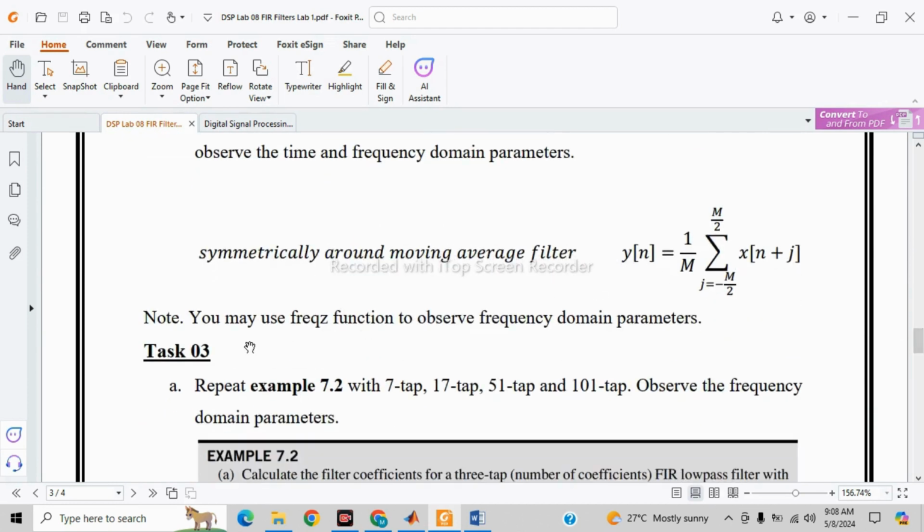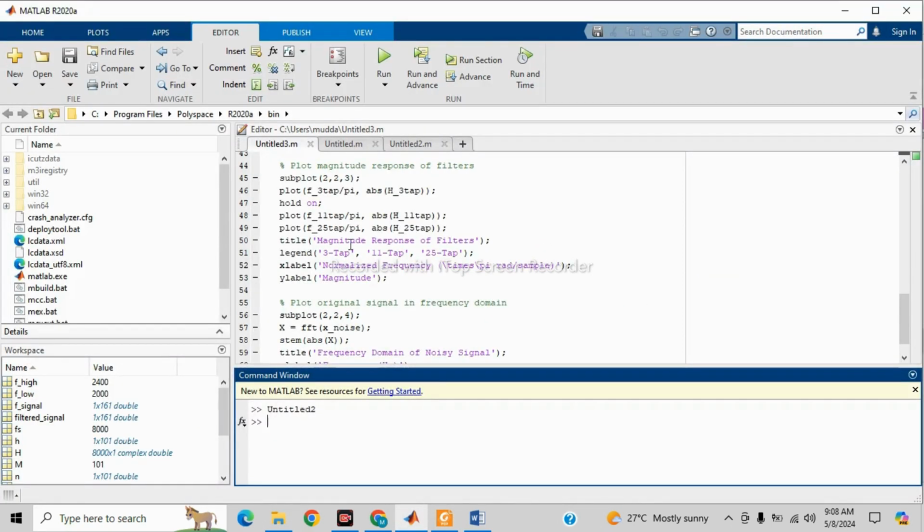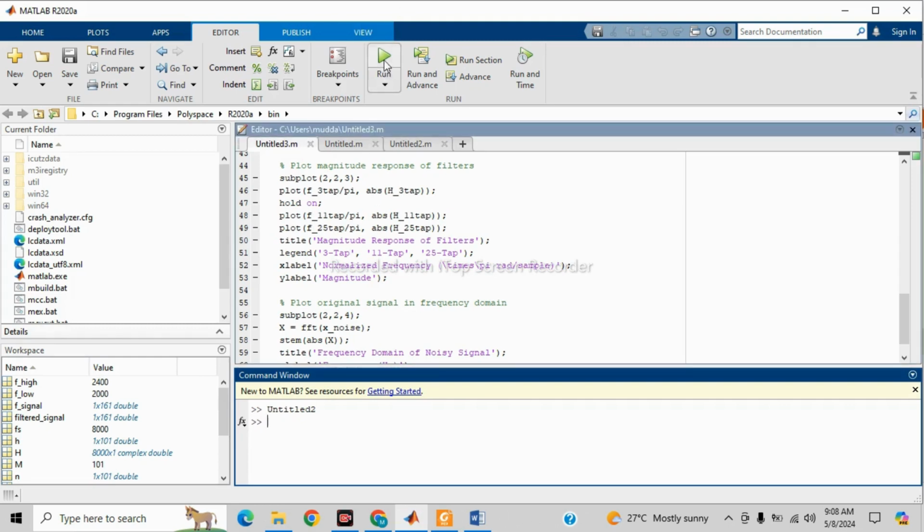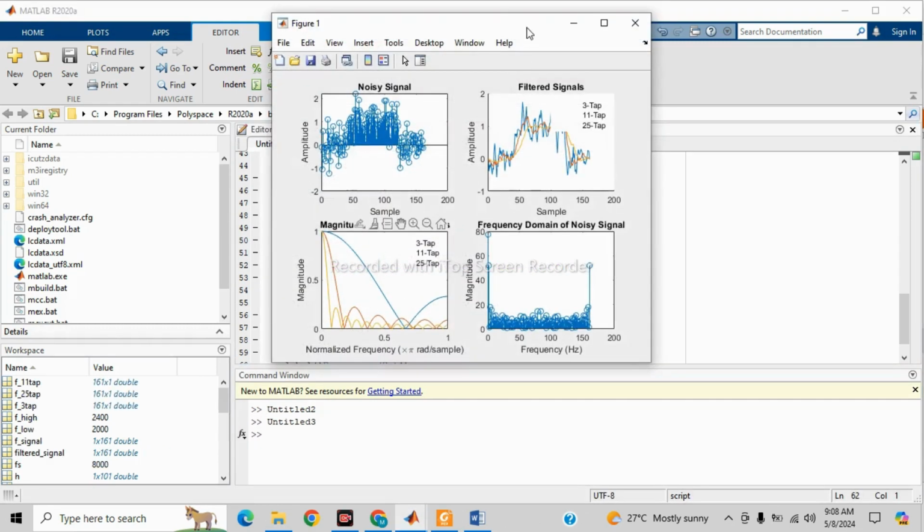And this is the equation for this, and you may use this function to observe frequency domain parameters. So here is the MATLAB code for task number 2, and the output of this code is this.